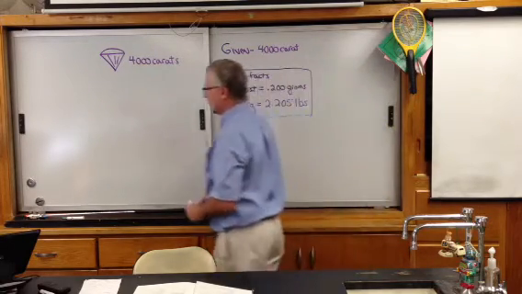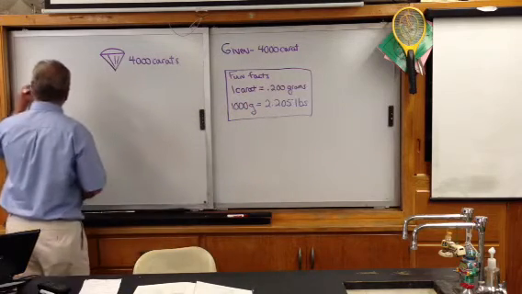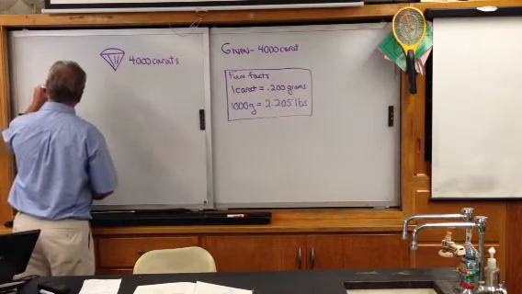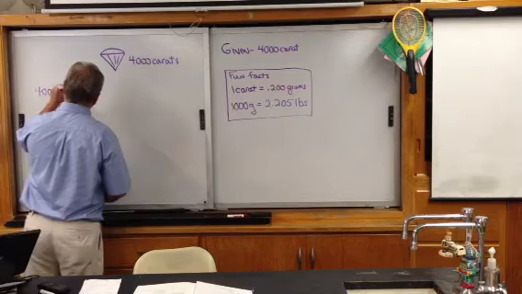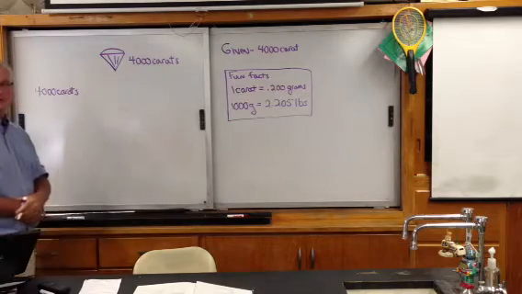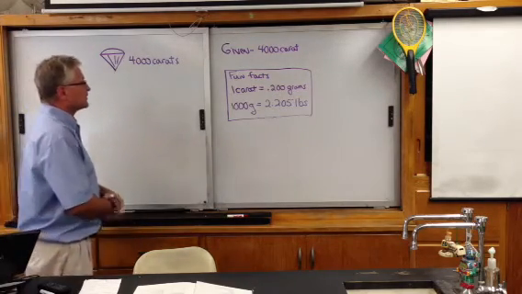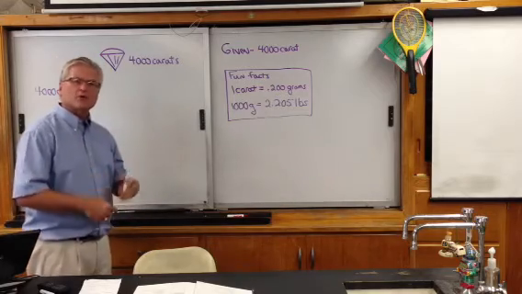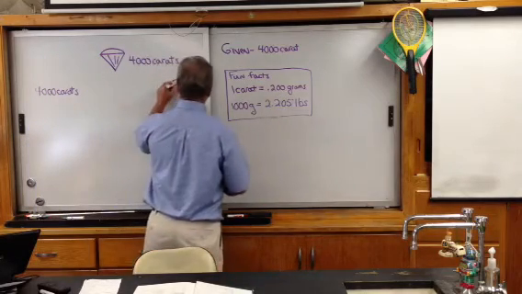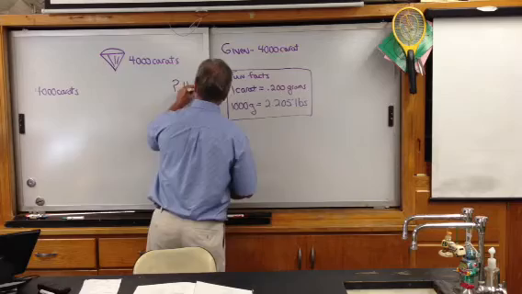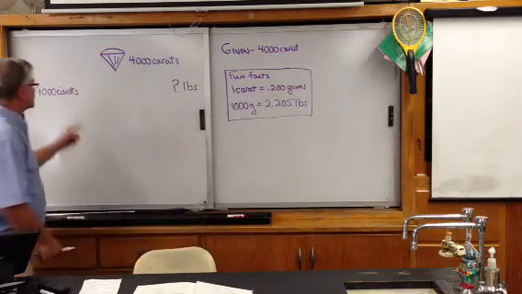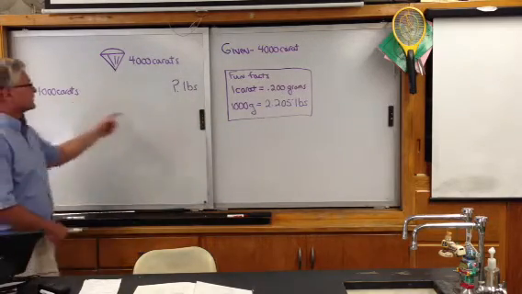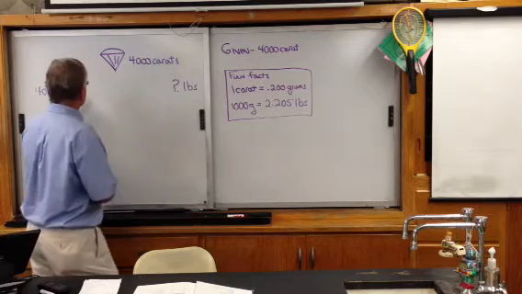Now, if I go over here, I start with the given. The given to us is 4,000 carats. All right, I can't argue with that because that's the size of the diamond. The question is, hey, what is this in pounds? So I'm going to write a question mark over here and then put pounds over here. Somehow or another I've got to get from carats over to pounds. All right, let me use my fun facts.